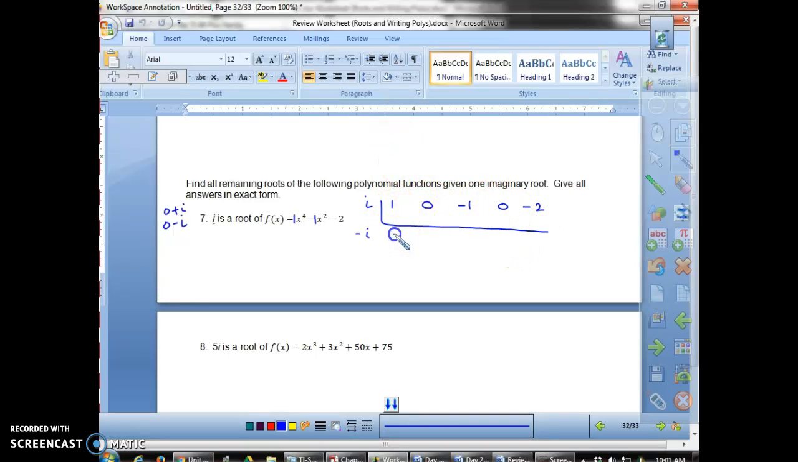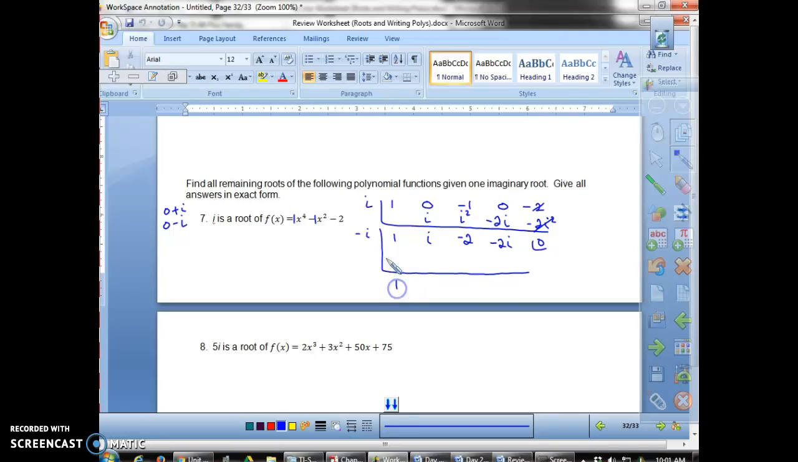So bring down your 1 and multiply. 1 times i is just i. Here I get i again. i times i is i squared, which is really what? A negative 1. So negative 1 and negative 1 is negative 2. Negative 2 times i is negative 2i. Here I add. And then when I multiply here, I get a negative 2i squared, which is really a positive 2. So these two will cancel out. Okay, then I keep going.